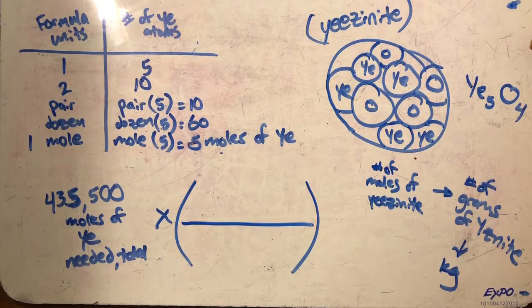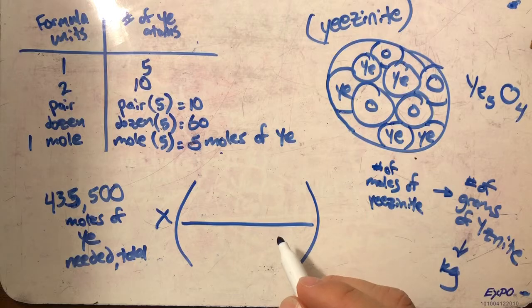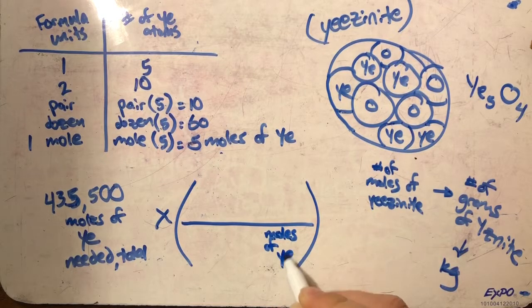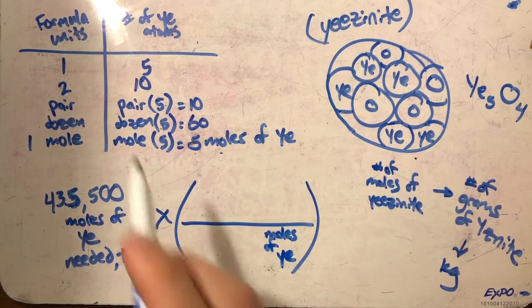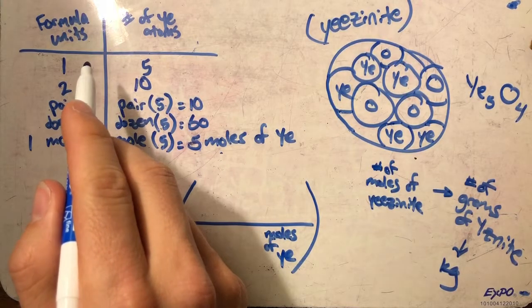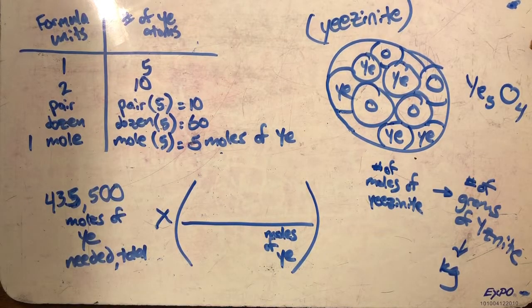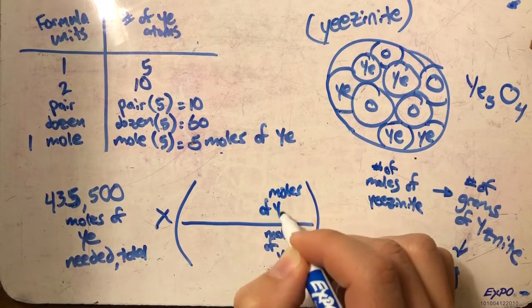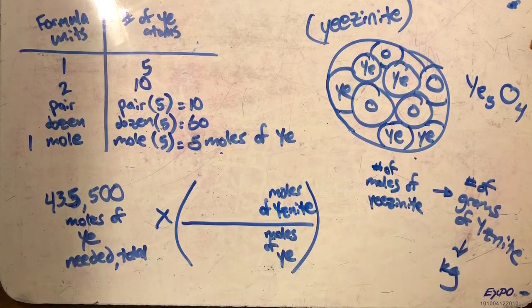So let's set up our conversion factor. And we need this moles of yttrium atoms to be in the denominator, because otherwise, when we multiply this, those moles of yttrium, the unit will not cancel out. Okay, so let's say moles of yttrium, and then up here, we could say moles of Yeezinite. So Yeezinite formula units is really what that refers to.